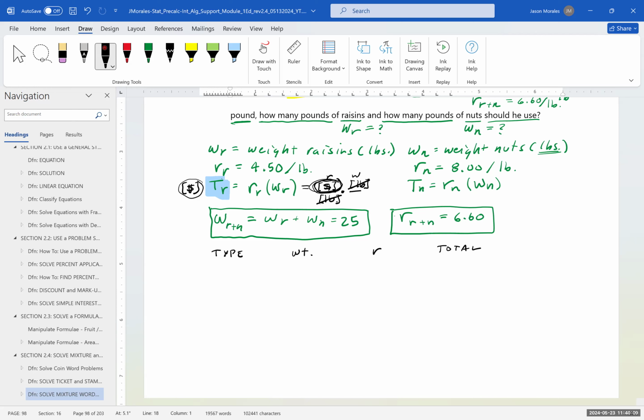Sorry, my tablet is pausing here. There we go. That's equal to total. All right, so the types that we've got are raisins, nuts, and trail mix. So raisins is R, nuts is N, and trail mix is raisins plus nuts. Okay, so let's go ahead and make this table.